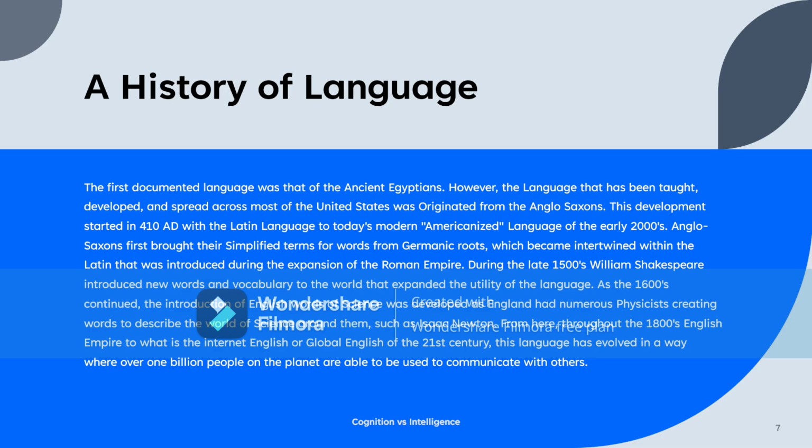From the 1600s to the 1800s, the English Empire, to what is the English and global English today of the 21st century, the language has evolved in a way where over 1 billion people on the planet are now able to use English to communicate with others.